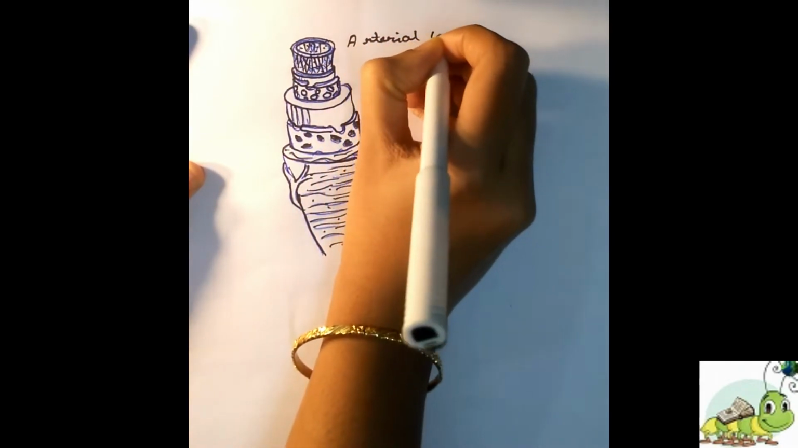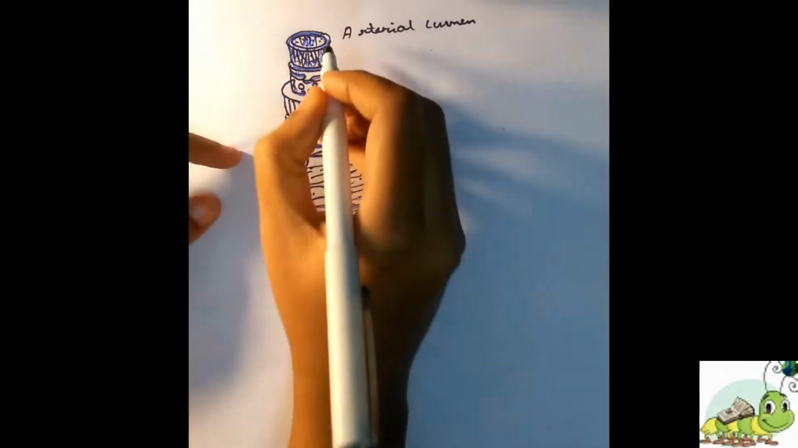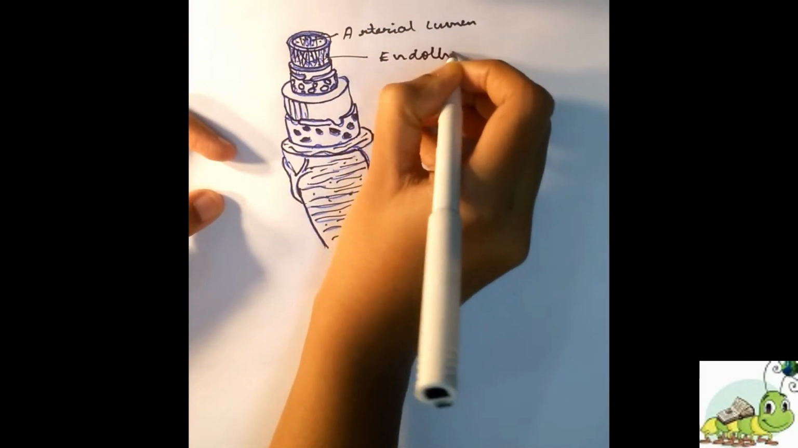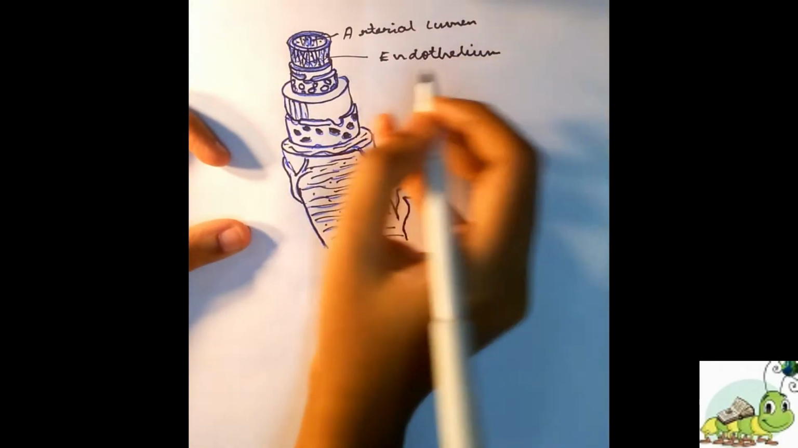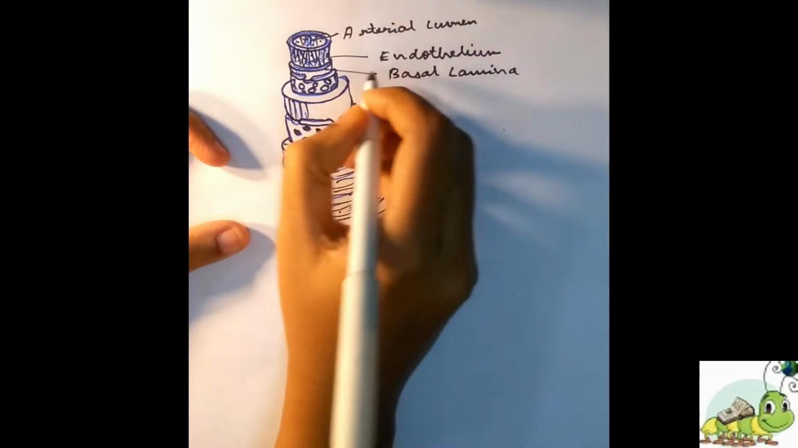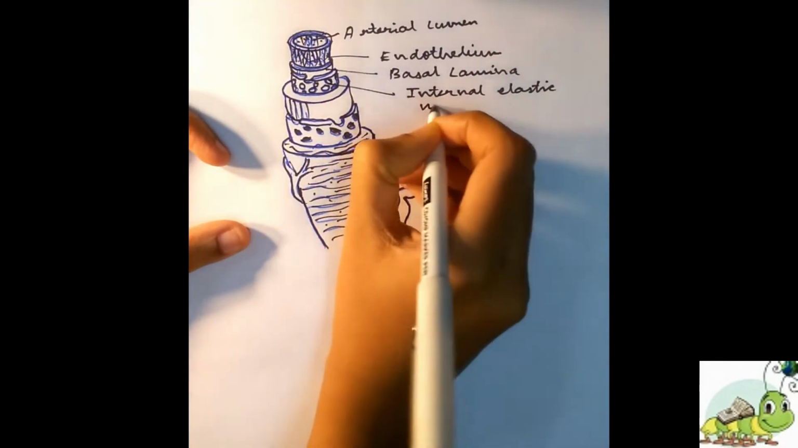The next layer is the tunica media. It is a thick wall of smooth muscle and elastic tissue. This layer expands and contracts with every pulse wave, meaning heartbeat, and sometimes it gives a little squeeze to increase the pressure and force the blood through.